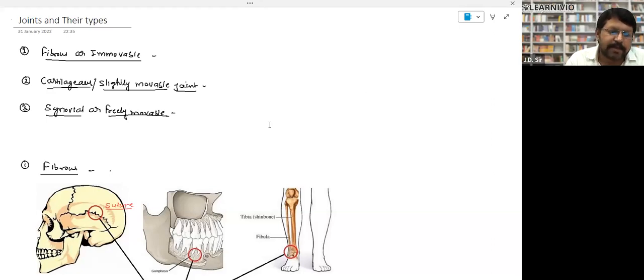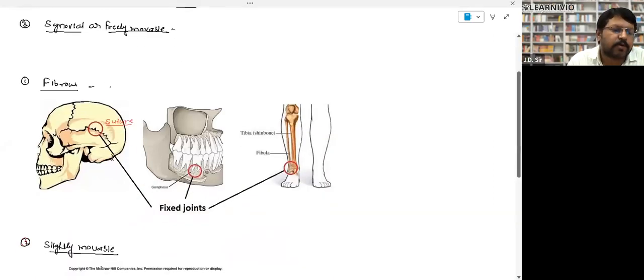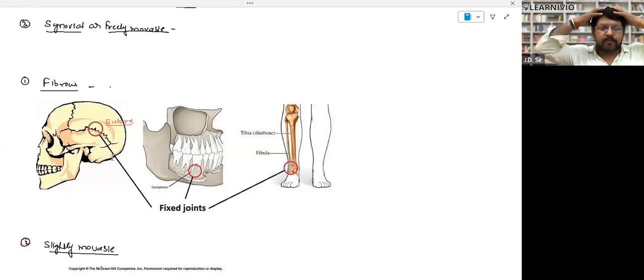So basically, on the basis of movement, we define joints in three categories: fibrous, immobile; cartilaginous, or slightly mobile; and synovial, or fully mobile, right? So first, let's discuss the fibrous or immovable joint. As we have already discussed, the skull is made up of multiple bones, right?